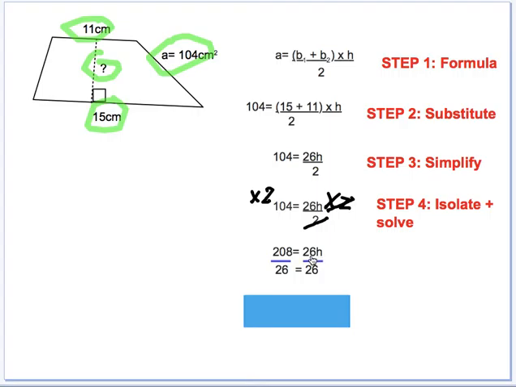H is being multiplied by 26. To get rid of a multiplied by 26, you just divide by 26. And again, these two 26s are going to cancel out. And then when you finally do your final calculation on the left-hand side, you're going to get h, a value of 8. You can then do a step 5 if you want, which is to actually put it back into the formula. You could have 104 is equal to 15 plus 11 times 8 and divided by 2. And you should have at the end 104 equals 104.